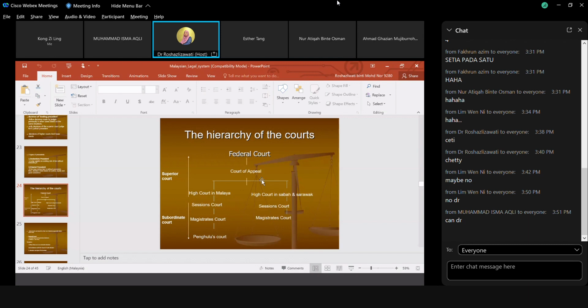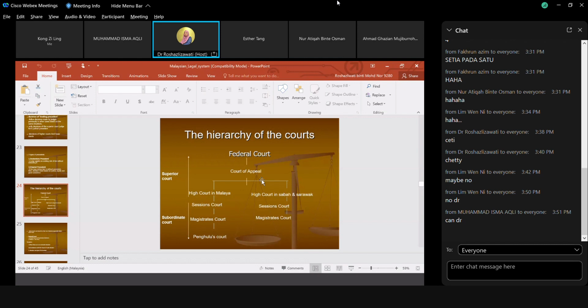Penggawa, ada setengah tempat yang ada penggawa, ada setengah tempat tak ada. Ada setengah negeri yang ada jajahan, yang ada distrik, ada daerah. So ada penghulu's court. Tapi ada juga negeri yang tak ada jajahan, yang tak bahagikan tempat tersebut kepada jajahan ataupun daerah. So dia tak ada pegawai daerah ataupun penggawa. So tak adalah penghulu's court. So ada setengah tempat ada.